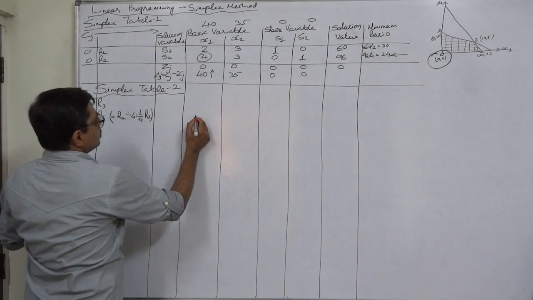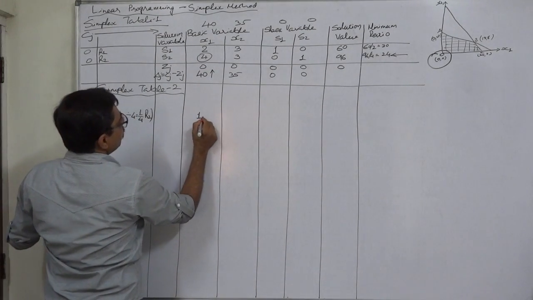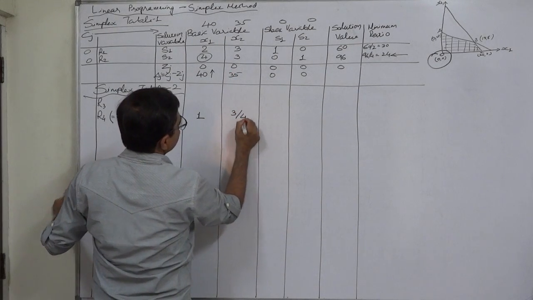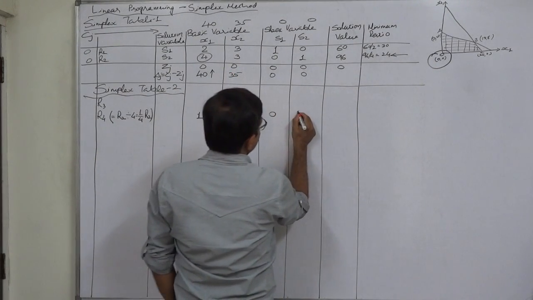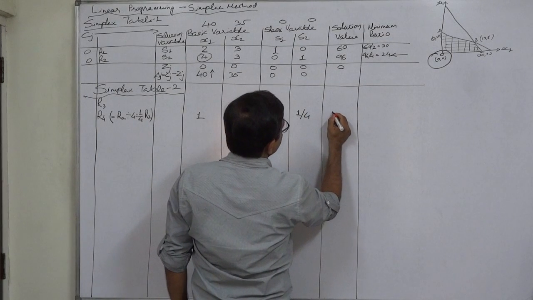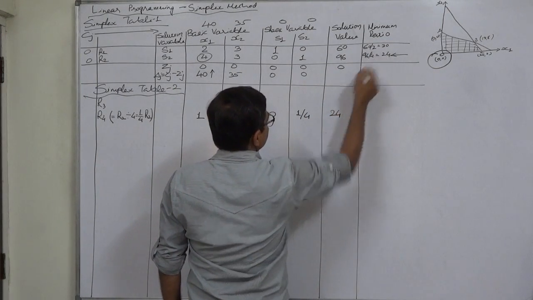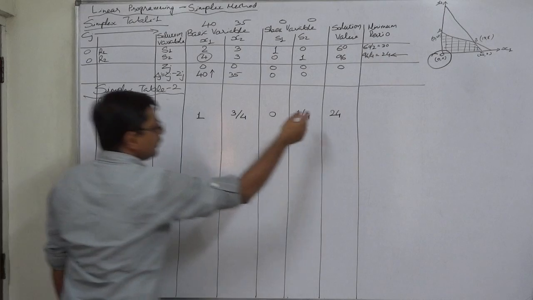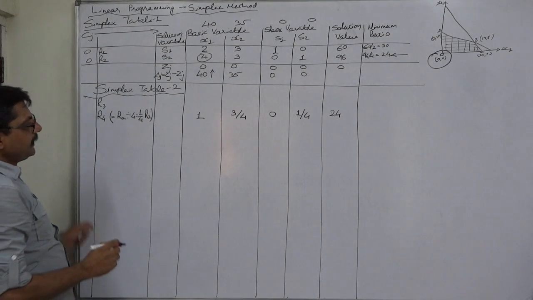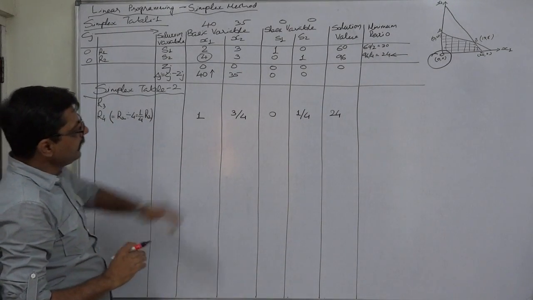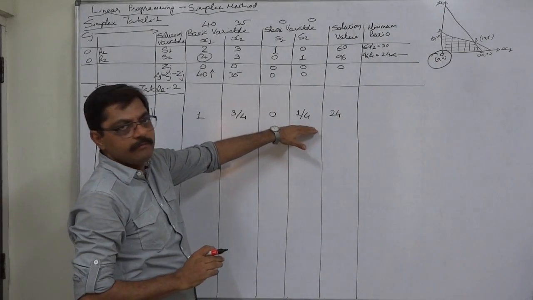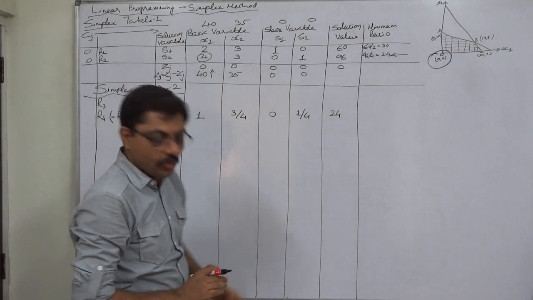So first, 4 divided by 4 is 1, 3 divided by 4 is 3/4, 0, 1 divided by 4 is 1/4, 96 divided by 4 is 24. This ratio will always be the same. And we will never write decimal values, we will always write fractions only.